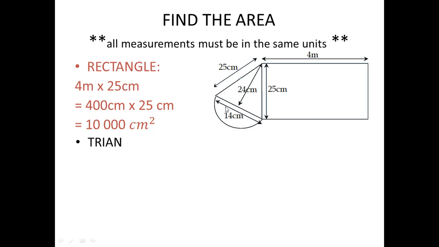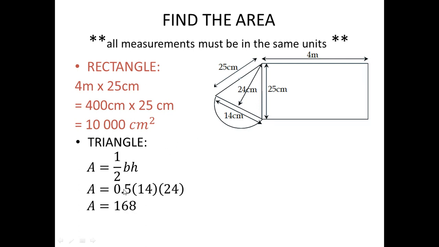I'm going to take the triangle next, and I forgot to draw the little box here to show that it's a 90-degree angle. But let's assume that this is a 90-degree angle, then we can use half base times height. I've rewritten half as a decimal, 0.5. I'm taking my base of 14 times the height of 24, and that's equal to 168 centimeters squared.